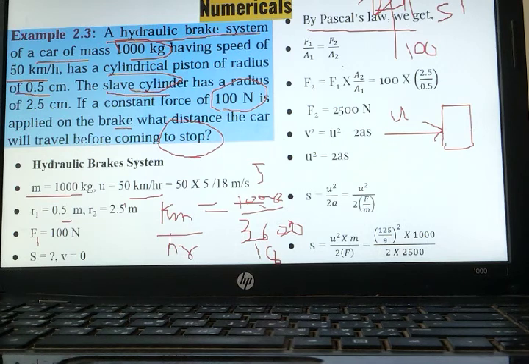Take for example we are applying brakes over here and the vehicle comes to a halt over here. The vehicle stops here, so we have to find out this distance, that is s. Okay, so F2 we have to find out.